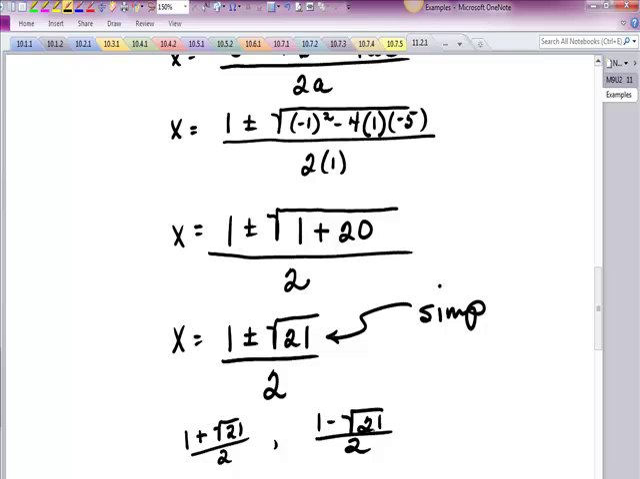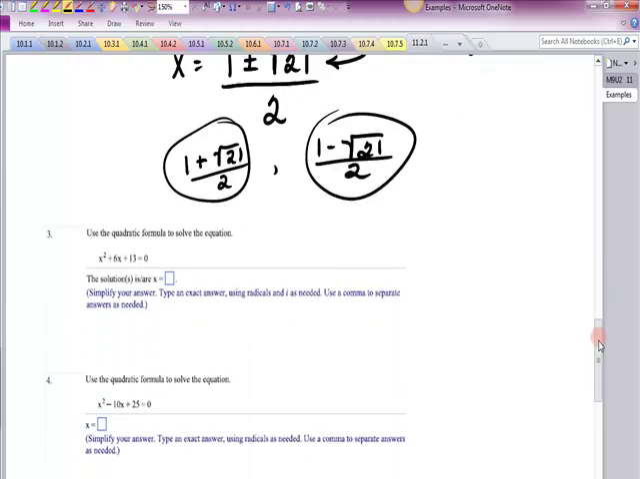That's a little bit crooked, sorry. Just make sure you have the comma outside of the radical, outside of the fraction. 2 irrational answers for this one. All right, let's look at the next one.